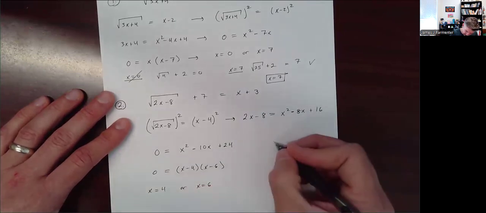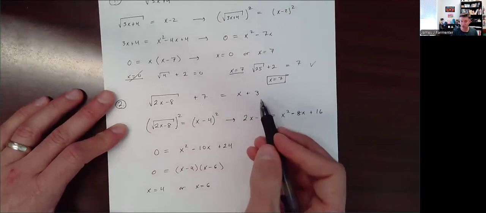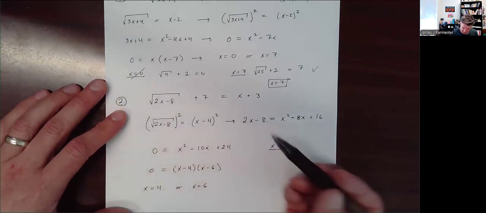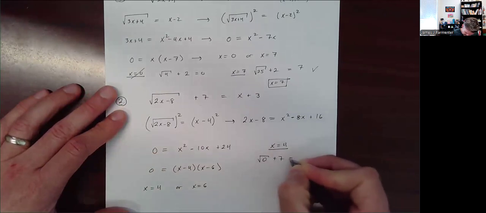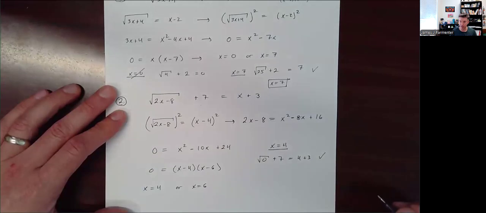So if we plug in x equal to 4 to the original equation, it has to be the original, or at least really has to be before you square both sides. And by plugging in 4, I get the square root of, let's see, 2 times 4 is 8, 8 minus 8 is 0. So the square root of 0 plus 7. Is that equal to 4 plus 3? Yes, it is. 7 equals 7. Cool.